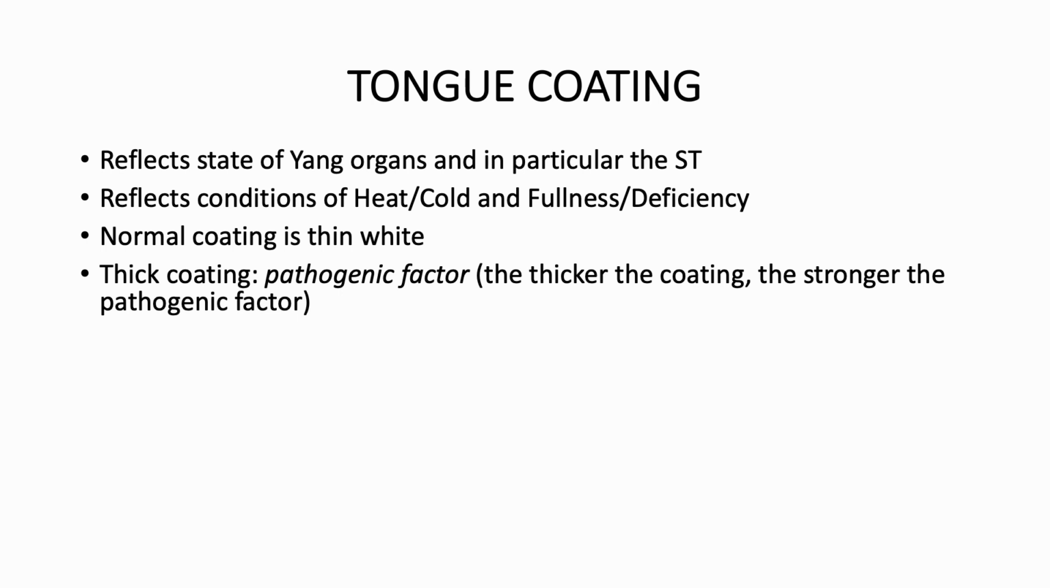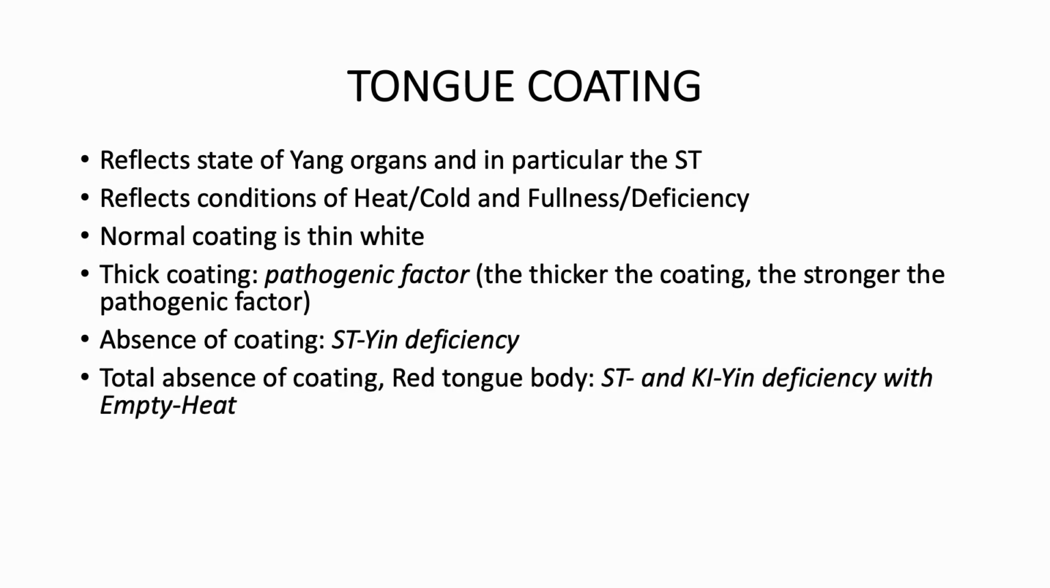A coating without root looks as if the coating had been added to the tongue rather than growing out of it. This indicates deficiency of stomach qi. The partial absence of coating indicates deficiency of stomach yin. The total absence of coating indicates deficiency of stomach yin and or kidney yin. If the tongue is also red all over, it is a definite indication of deficient kidney yin with empty heat.